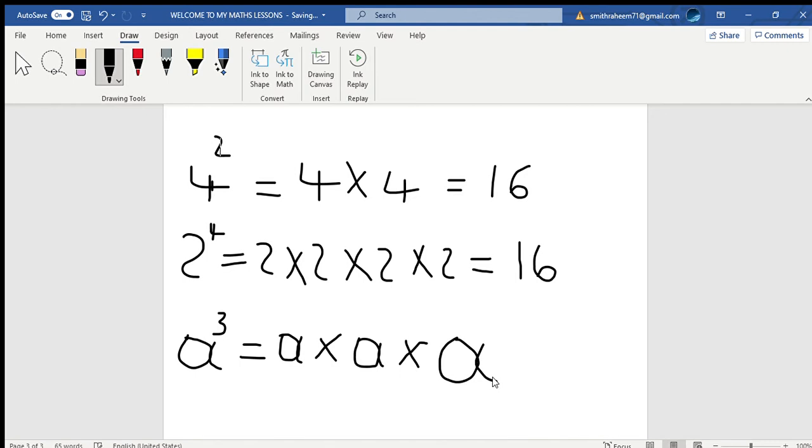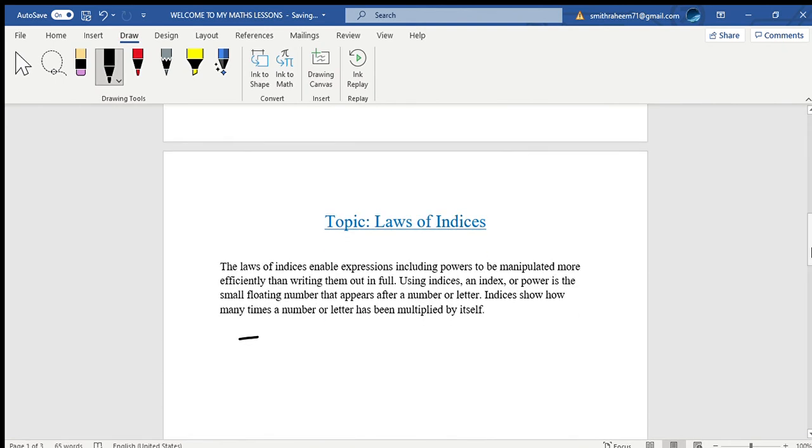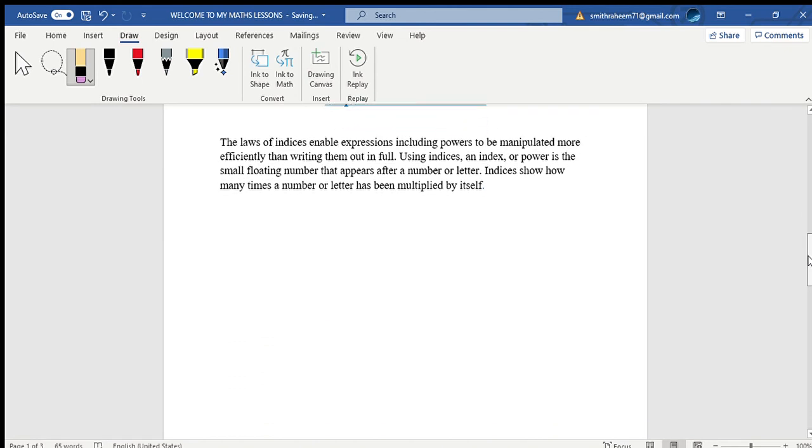Alright, so a to the third simply means that we're multiplying a by itself 3 times. Okay, so you guys actually could take down your notes here, or if you're watching this video, you could just screenshot this, and when it's through, you could transfer your notes inside your notebook.